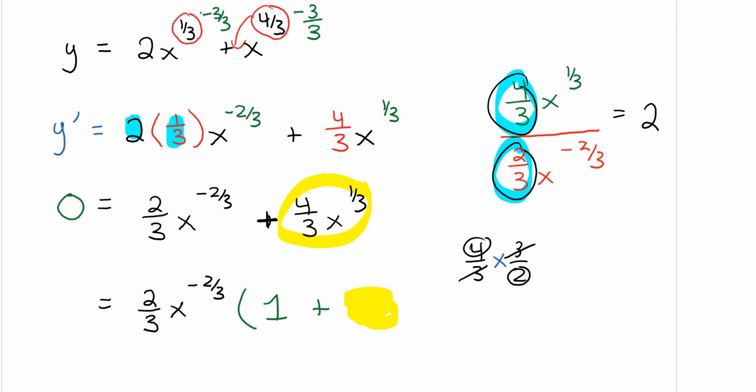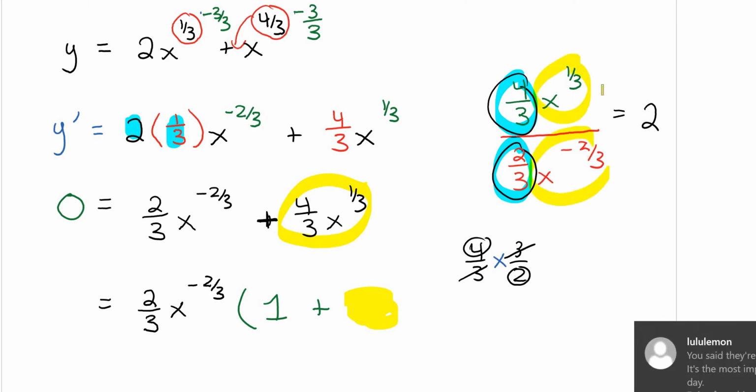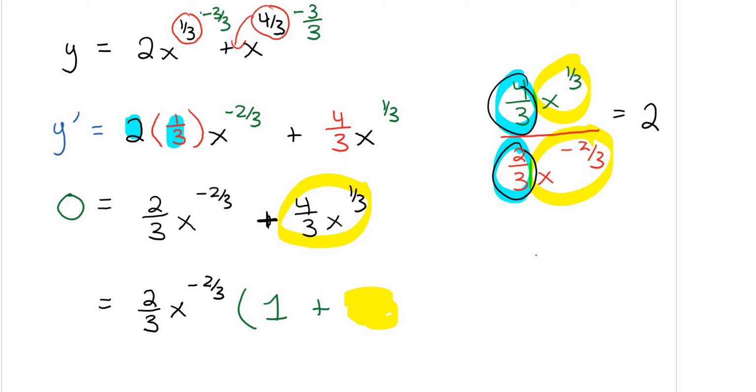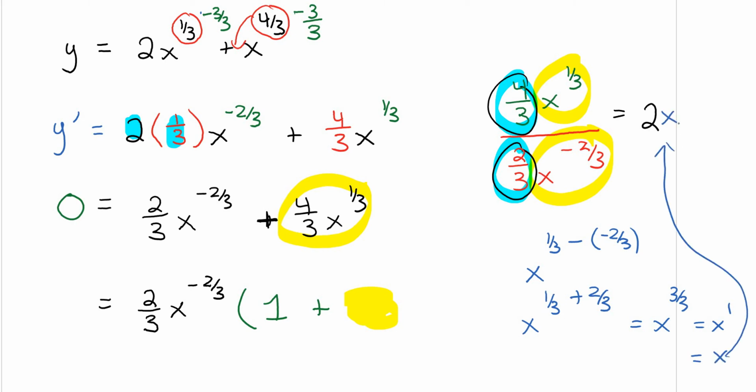And then if I take a look at this part right here, the yellow part, if I am dividing and the bases are the same, then you are subtracting the powers. So x to the power of 1/3 minus negative 2/3, which is x to the power of 1/3 plus 2/3. And that's going to be x to the power of 3/3 or x to the power of 1 or just x. So this x would just go right there, so the result would be 2x. So this would be 1 plus 2x to finish off the bracket there.